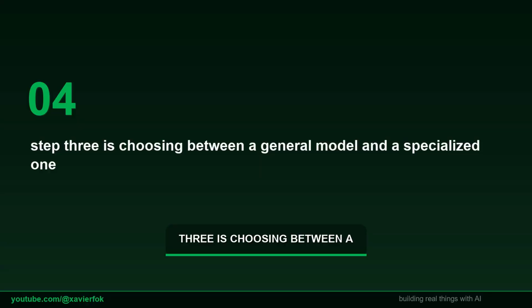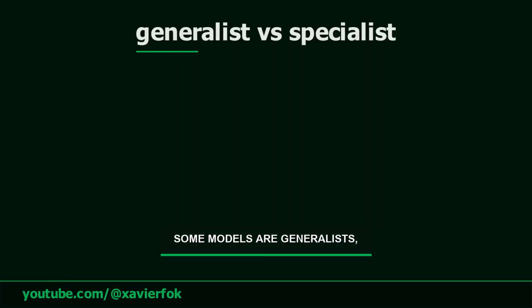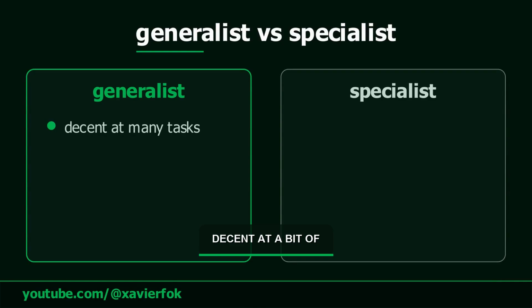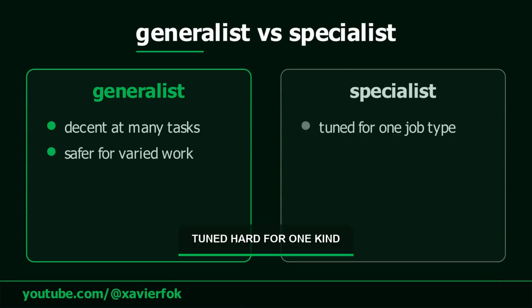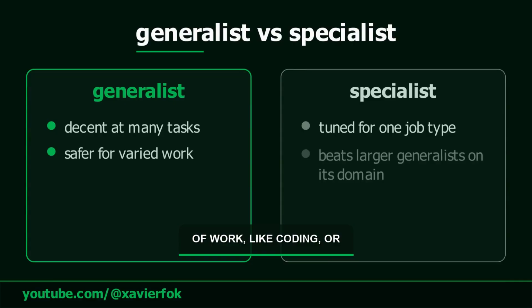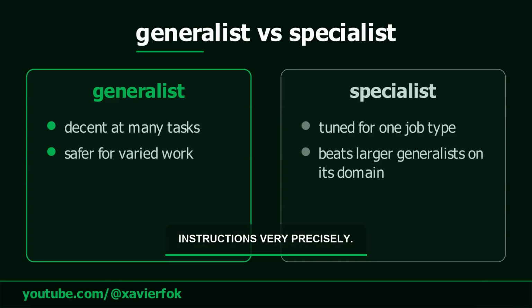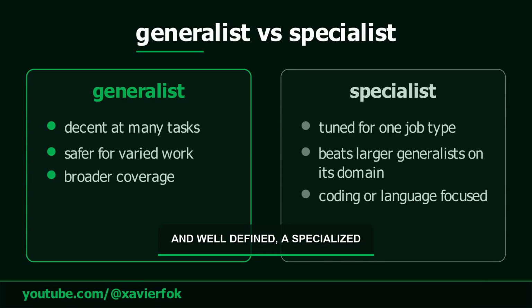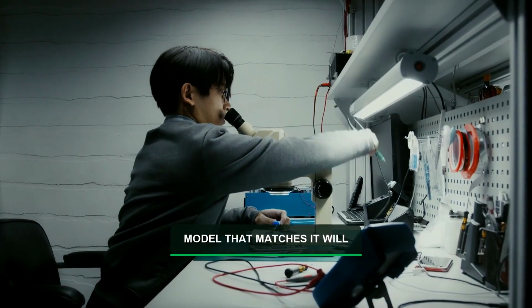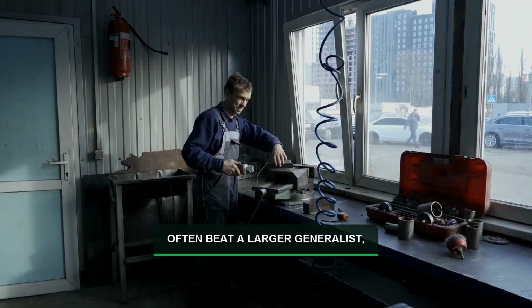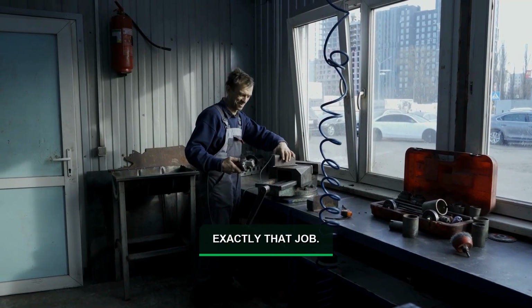Step 3 is choosing between a general model and a specialized one. And this is where real judgment comes in. Some models are generalists, decent at a bit of everything. Others are specialized, tuned hard for one kind of work, like coding or a specific language or following instructions very precisely. If your task is narrow and well-defined, a specialized model that matches it will often beat a larger generalist because it was shaped for exactly that job.